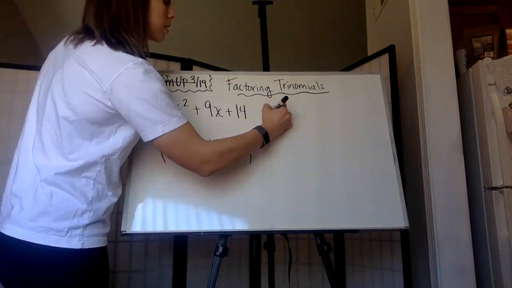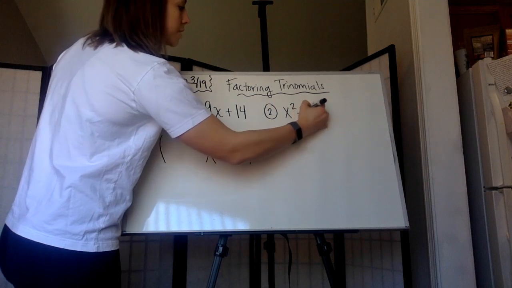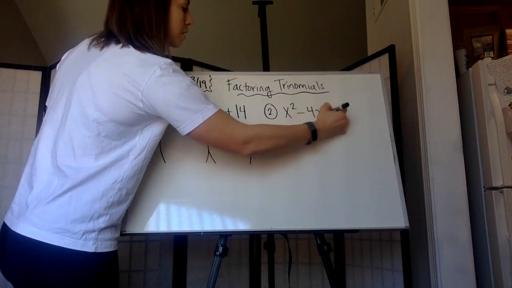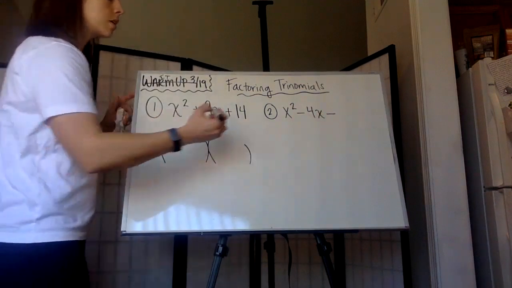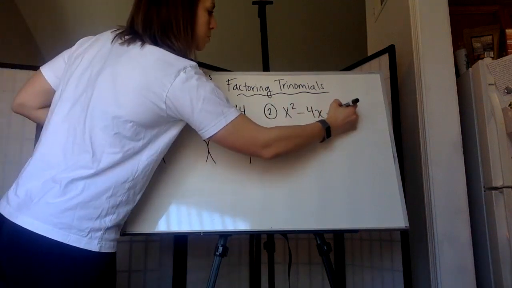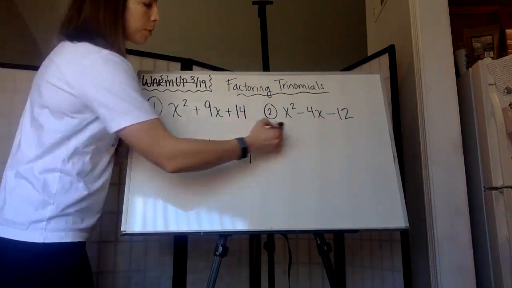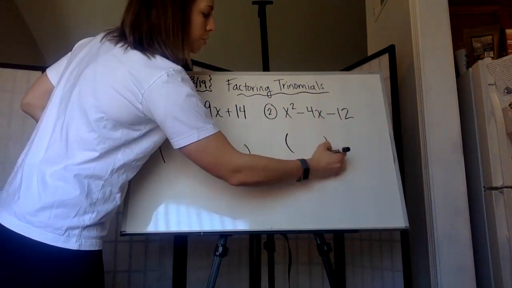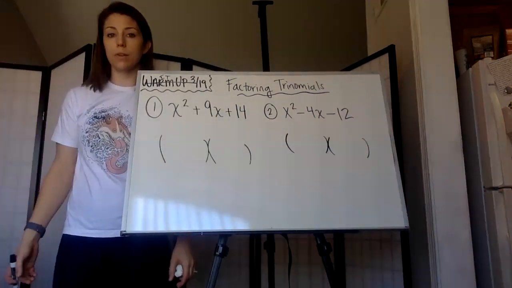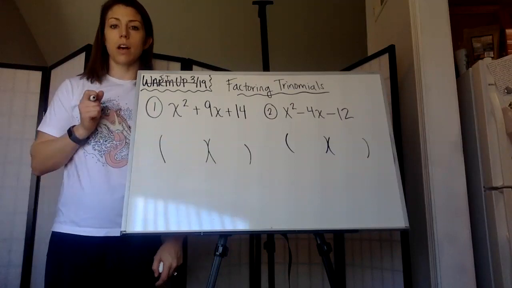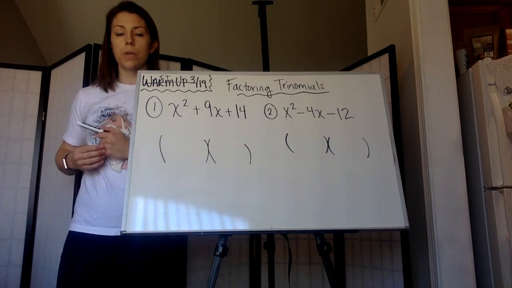Number 2, x squared minus 4x minus 12. Yeah, that works. Remember number 2, product of 2 binomials. All right, go ahead and pause the video now if you want to try these on your own, playing the P's and Q's game, and then you can unpause when you want to see the answer.